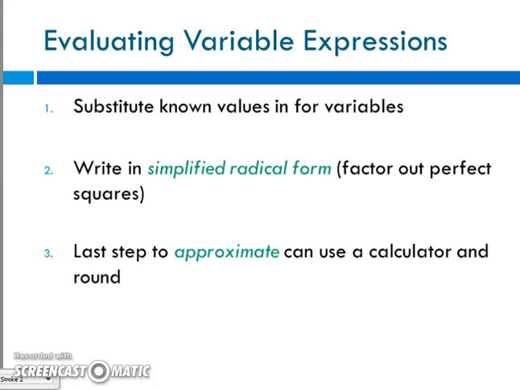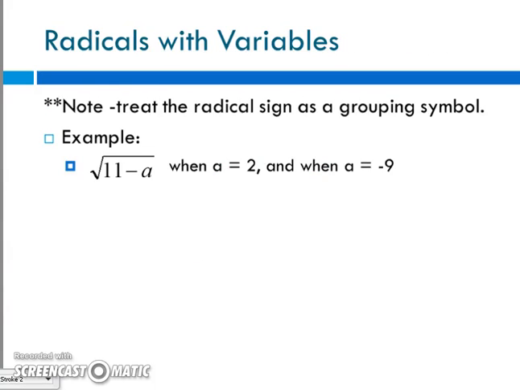So an example problem that you'll have in this lesson would be they'll give you the square root of an expression, so square root of 11 minus a, and they want you to evaluate that when a equals 2 or when a equals negative 9. So if I were to evaluate the square root of 11 minus a when a equals 2, you'd have the square root of 11 minus 2, or the square root of 9, and that comes out to equal 3, so that one was a nice perfect square.